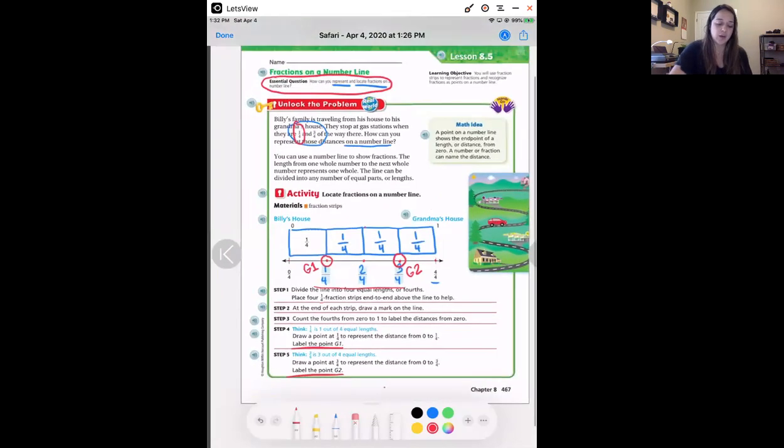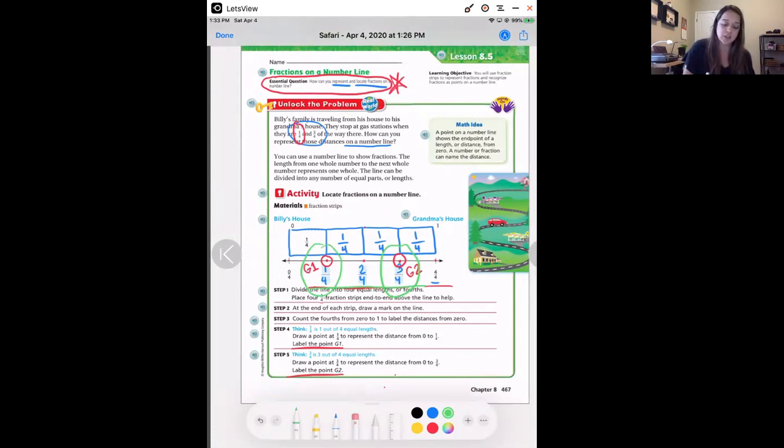We answered our essential question. Did we represent the fractions on the number line? Yes. Did we locate the fractions on the number line? Again, yes. We located them. We told them where the 3/4 is. We told them where the 1/4 is. And then we also labeled all of the fractions. So we answered our essential question. How can we represent and locate the fractions on a number line?